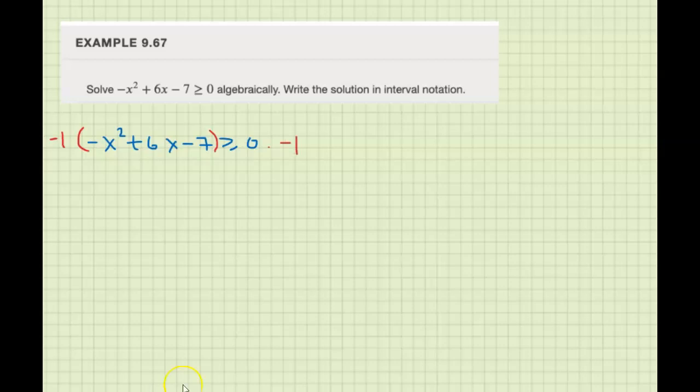Right? And we get positive x squared minus 6x plus 7. Because I multiply by a negative, I've got to switch this around. So less than or equal to 0. Okay? Now I'm going to factor. We get x minus... Alright, so this does not work. It doesn't factor. So we're going to use the quadratic formula.